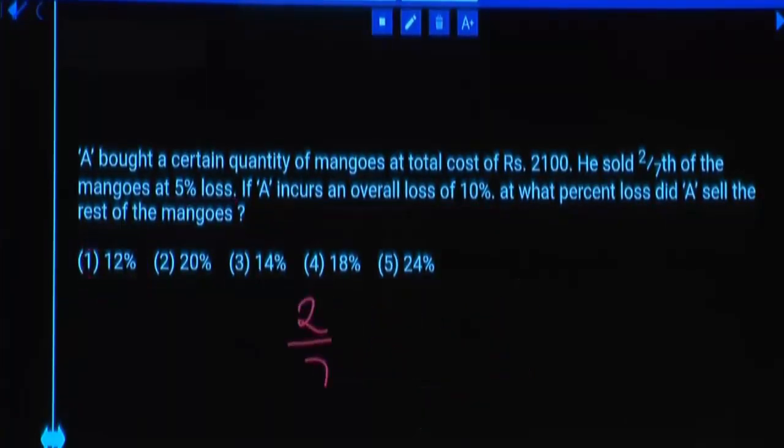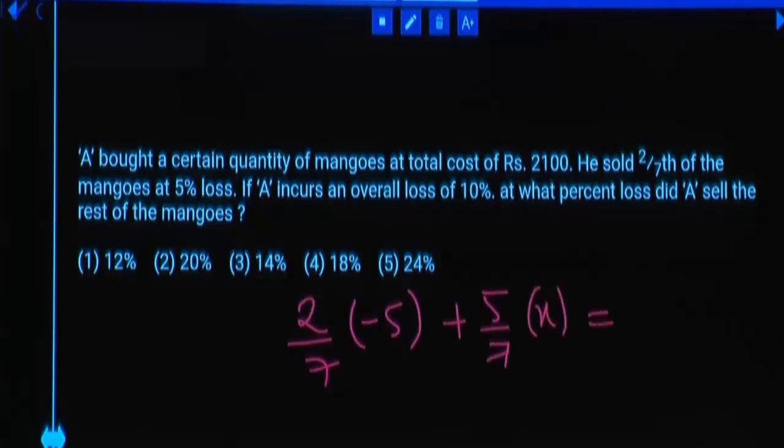Or else 2/7 already sold at a loss of 5%, minus 5 loss, and remaining is 5/7. On this X percent we need, whether it is plus or minus, whatever, no problem. Overall quantity is 1, and on this we need 10% loss. Yes?